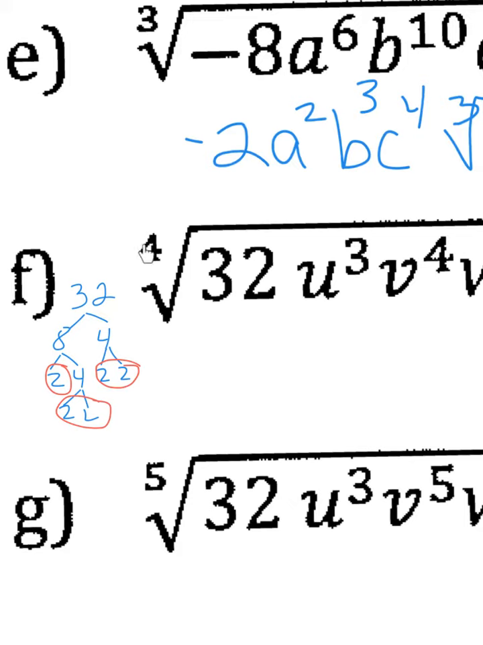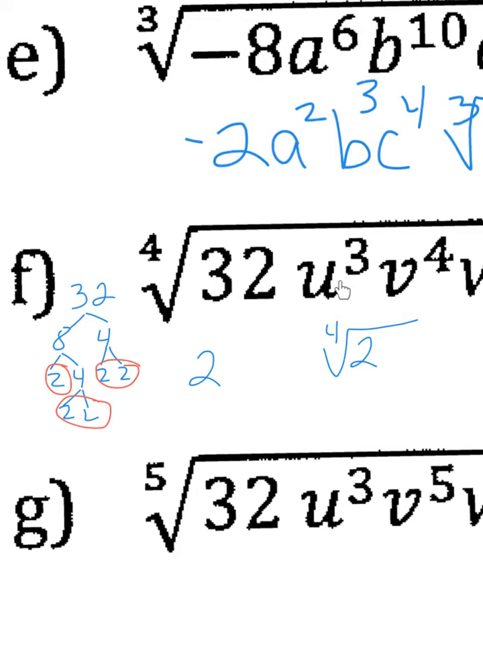But I only need a group of 4. 4 of these 2's will come to the outside as 1. The 4th root of 16 will be a 2. But then this 1 extra 2 that doesn't get into that group of 4 is going to have to stay on the inside. So if we start to write this, there'll be a 2 on the outside, and then with our leftovers, there'll be a 2 on the inside.